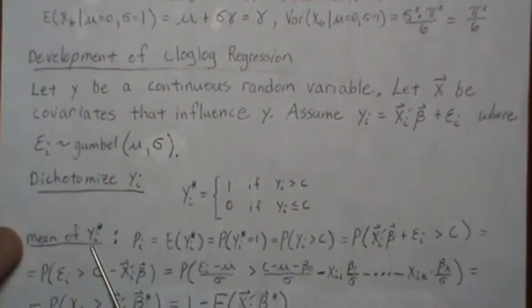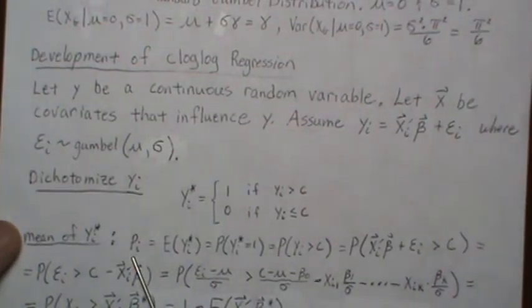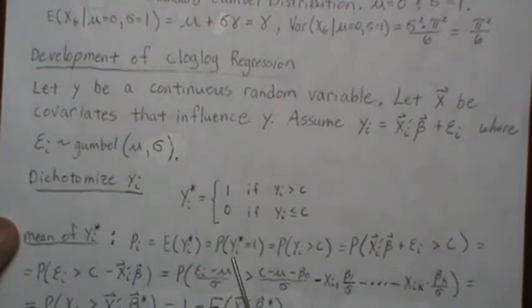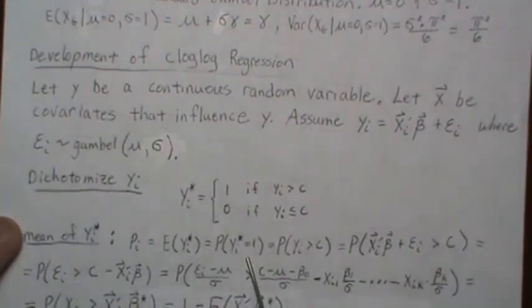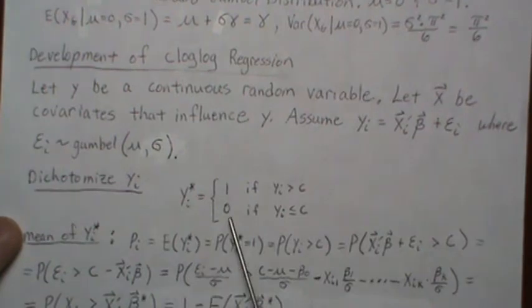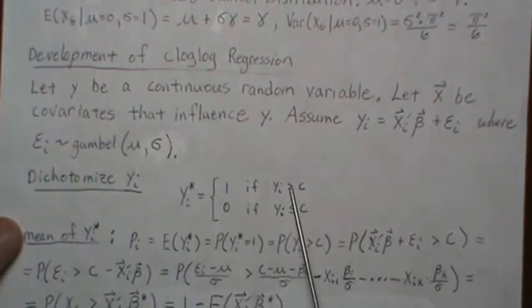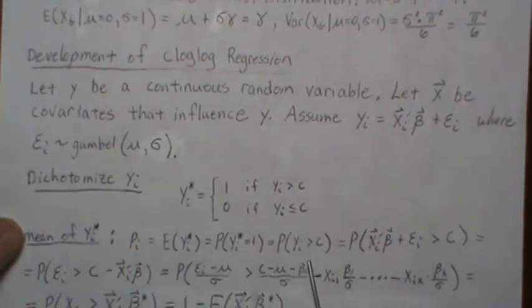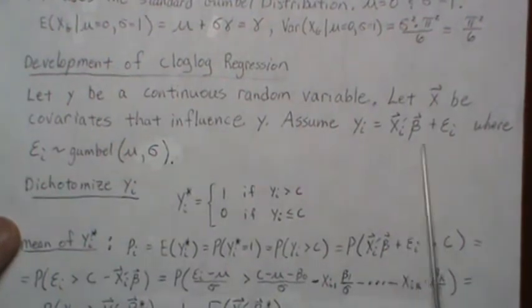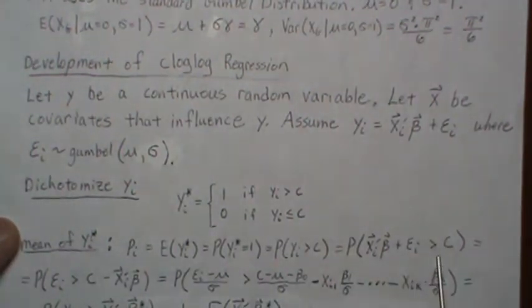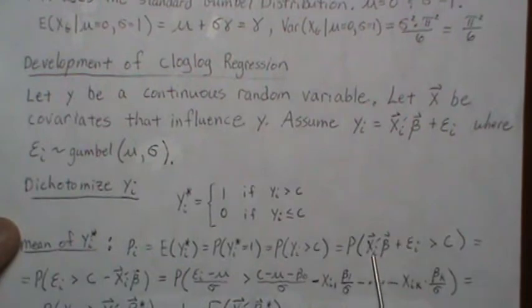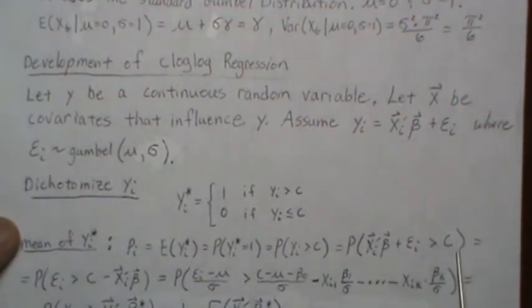So the mean of y star, we're going to call it p, which is the expected value, which is the probability that y star is equal to 1, right? Because expected value is 0 times the probability of 0, 1 times the probability of 1, so you just get the probability of 1. But that's the same as y being greater than c. But y was this, so we plug that in. That's still greater than c. We subtract the linear combination of our covariates to the other side.